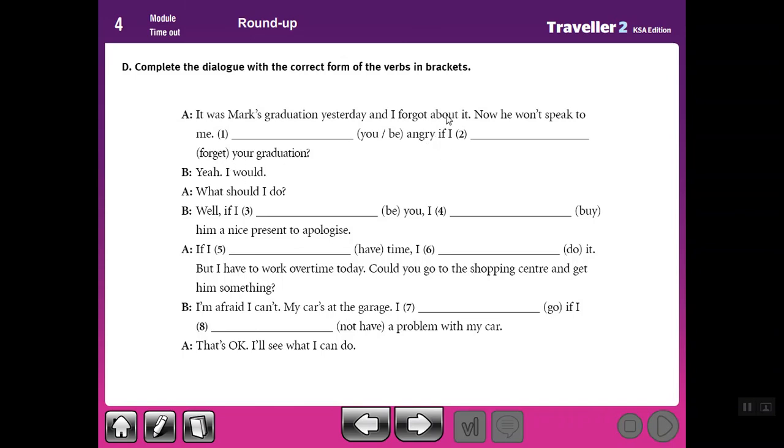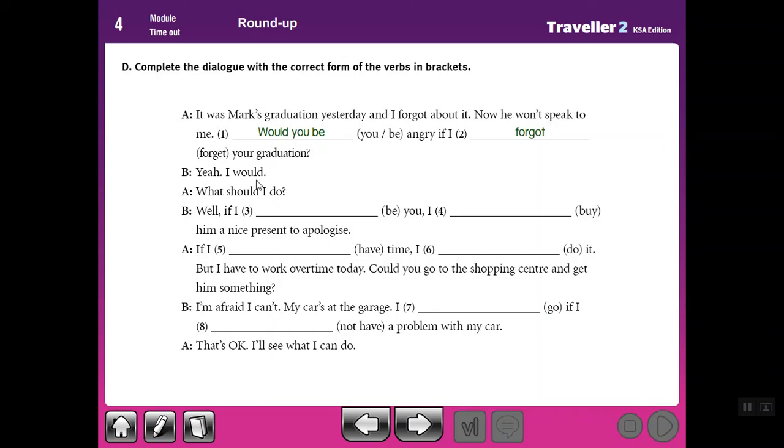Look here, we have if, okay? In the second conditional, I use the past after if. And in the main clause, I use would or could. So before if, I use would or could. Because it's a question here, I'll say, would you? The base verb of be is be. I don't change it. So I'll say, would you be, because it's a question. If I forgot: the past simple of forget is forgot. So after if, past simple; before if, the main clause, would or could, and the base verb.